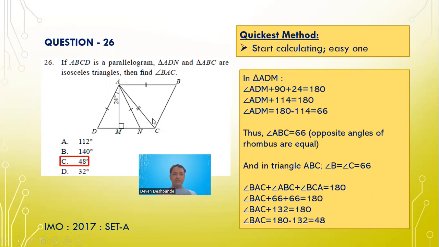ACB also is 66. Why? Because the two sides are the same in the isosceles triangle. So in triangle ABC, this angle is 66 and this angle is 66. Now it is easy. Two angles of a triangle are given, find the third angle. Angle BAC plus 66 plus 66 is 180, so angle BAC plus 132 is 180. So angle BAC is 180 minus 132, which is 48. So angle BAC is 48 degrees.